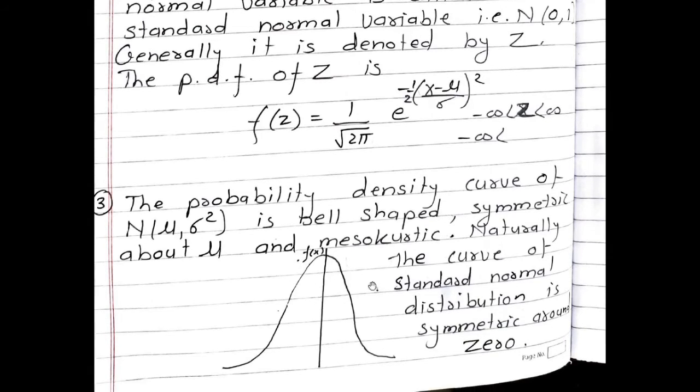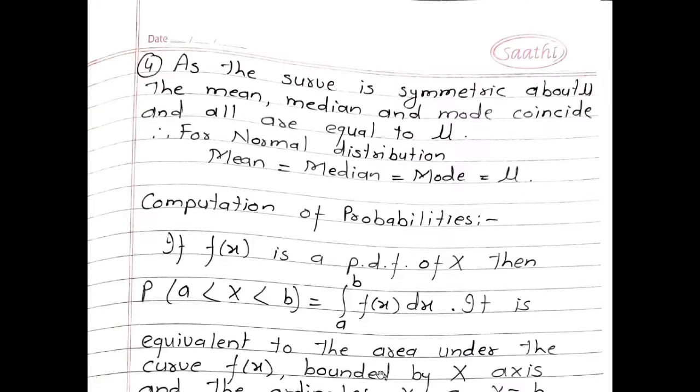So this is our probability density curve. This is asymptotic to the x-axis. It will come closer to the x-axis, but it will never touch the x-axis. Fourth property, as the curve is symmetric about mu, the mean, median and mode coincide and all are equal to mu. So for normal distribution, mean is equal to median is equal to mode is equal to mu.